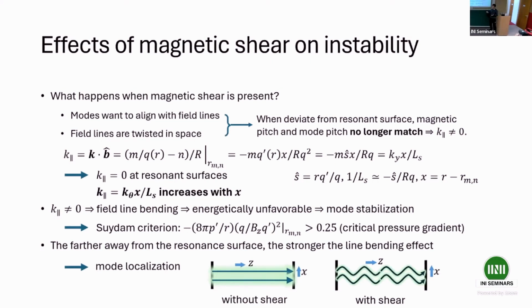So with the presence of magnetic shear, K parallel can only be 0 at the resonant surfaces, and K parallel increases with x. As I just introduced, K parallel not equal to 0 indicates field line bending, which is energetically unfavorable. So when the field line is bent, this effect can stabilize the mode. That's why we have the Suydam criterion, which basically says there is a critical pressure gradient, beyond which we can have instability, but below which we don't have instability because of the stabilization by the line bending effect.